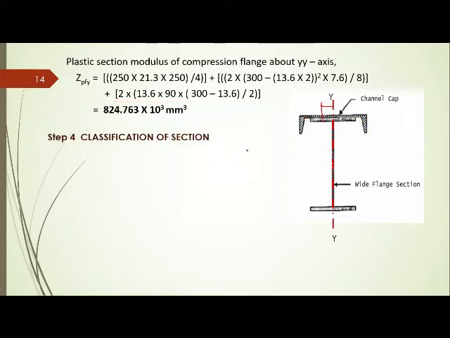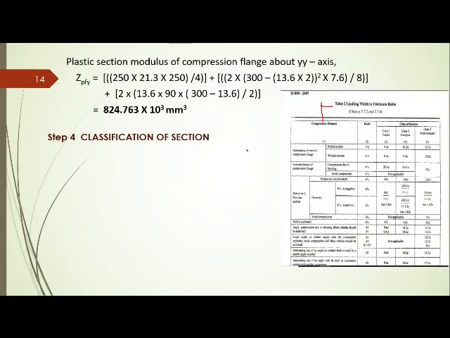Now we will come to the sectional property, that is the classification of the section. We have to find out the class of the section, whether it is plastic or semi-compact or compact. So let us come to this provision of the code here.